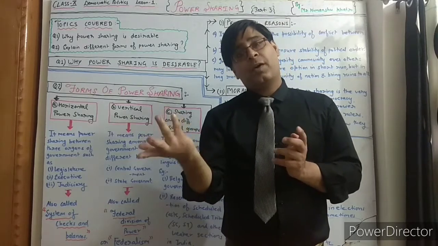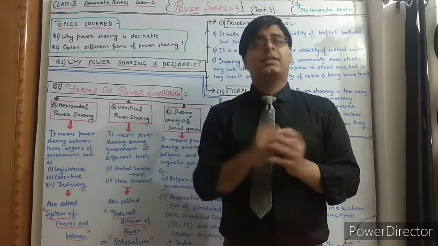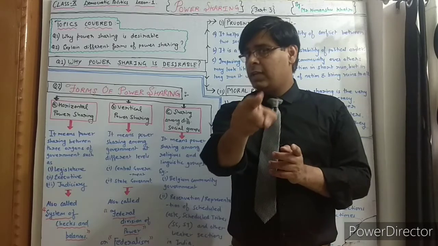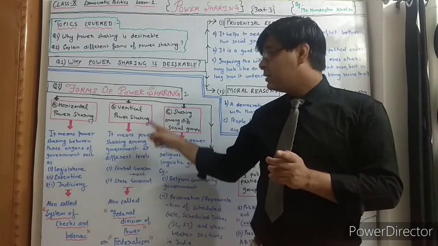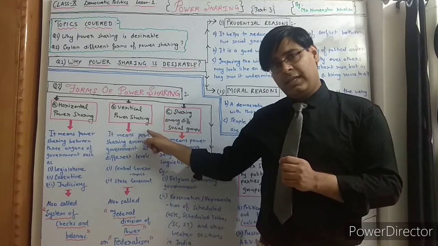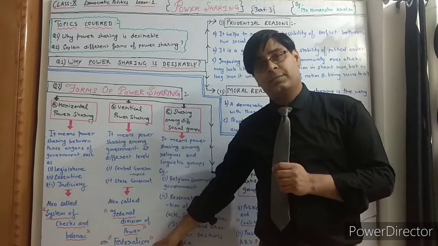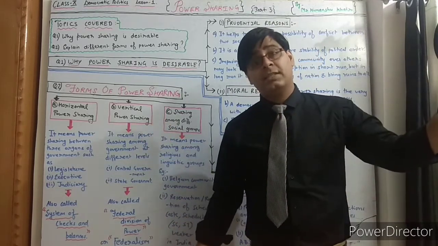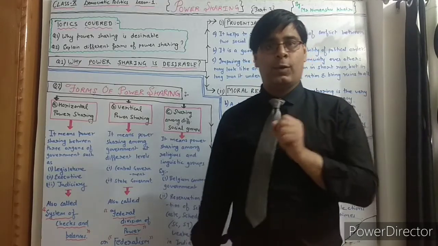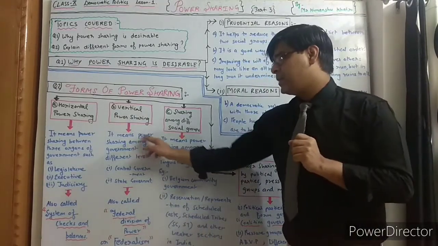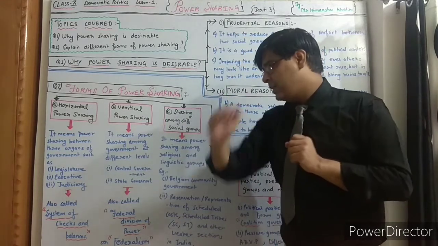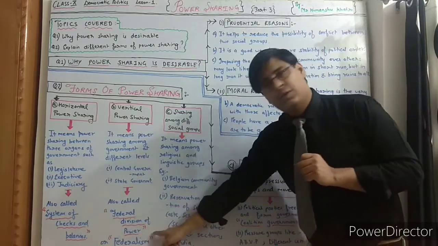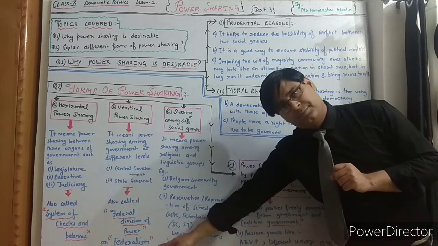Why is the first lesson power sharing? Why is the second lesson federalism? Because in power sharing we studied many forms of power sharing. Out of that, in the second, vertical, we have studied, and vertical is only called federalism. That's why your second lesson is federalism in this book. Okay, see, so it means power sharing among different levels of the government, central government and state government, also called federal division of power or federalism.